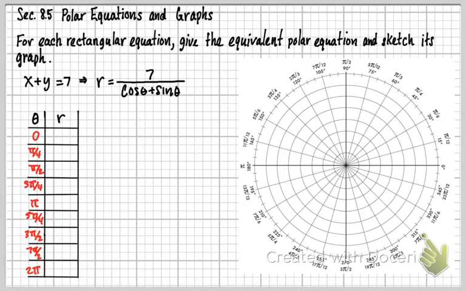So I'll do the first one to show you what I'm actually doing here. For the first one, I'm just plugging in 0 for theta. So it'll be 7 over cosine of 0 plus sine of 0. The cosine of 0 is 1. The sine of 0 is 0. So this turns out to be 7 over 1, which is 7. So that's going to be our first answer, 7. So I'm just going to run through the rest of these and put down the values for them.